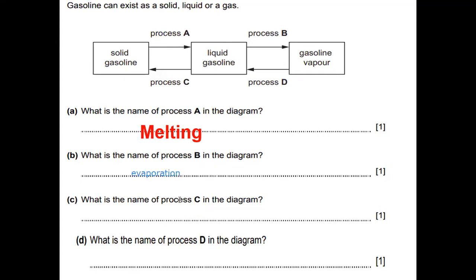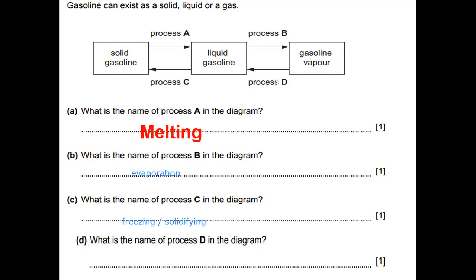Then, what is the name of process C? It is from liquid into solid. Process C, which is this one. Okay, liquid into solid, this is called freezing, or it has another name for the same process, which is solidifying.